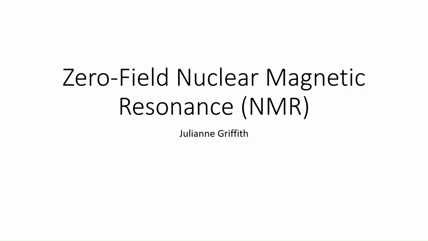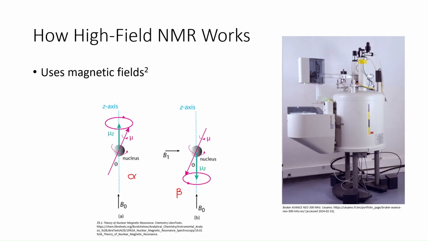This presentation is about zero-field nuclear magnetic resonance, or NMR. NMR is broadly used for structure determination, with hydrogen-1 and carbon-13 NMR being the most often used by organic chemists, as hydrogen and carbon are the primary constituents of most organic compounds.